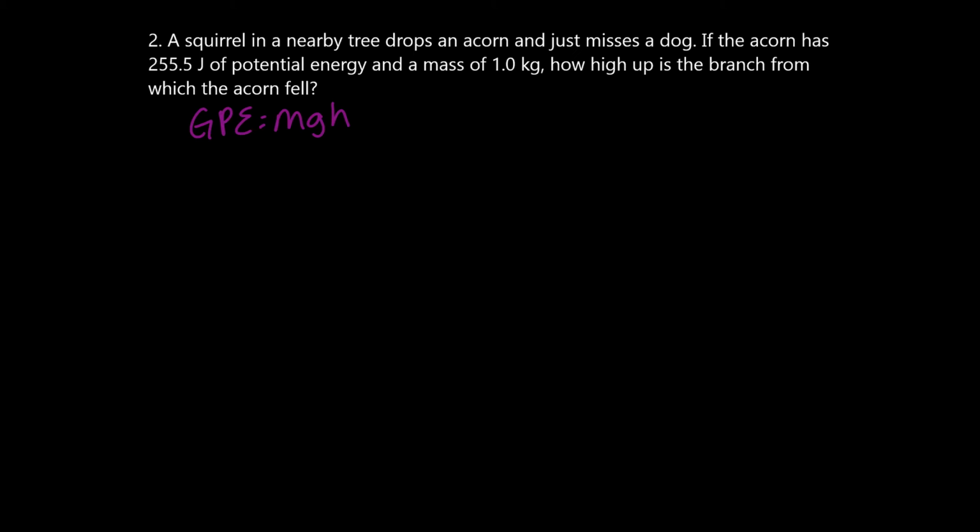GPE is equal to the mass times the gravitational constant times the height of the object. Now what we're going to do is we're going to identify our variables.